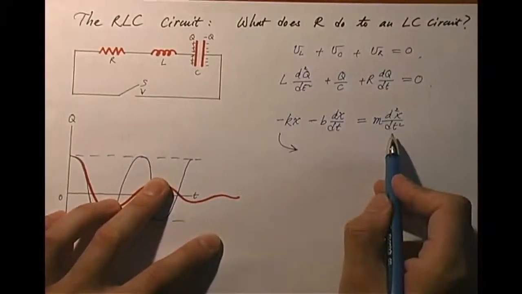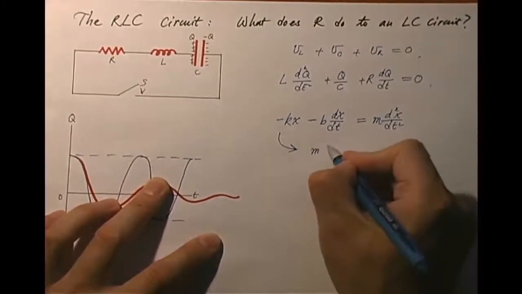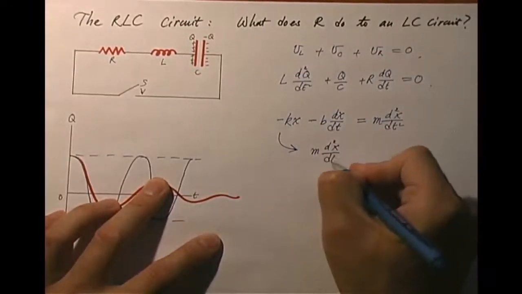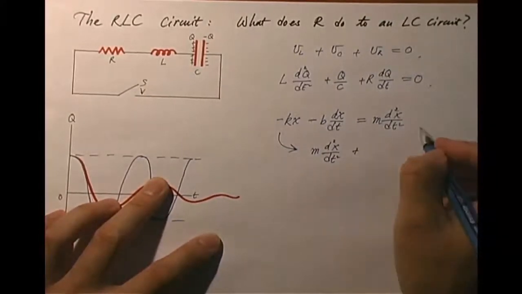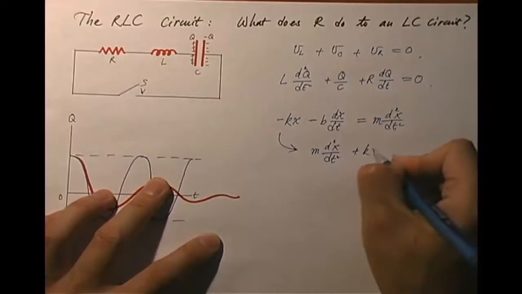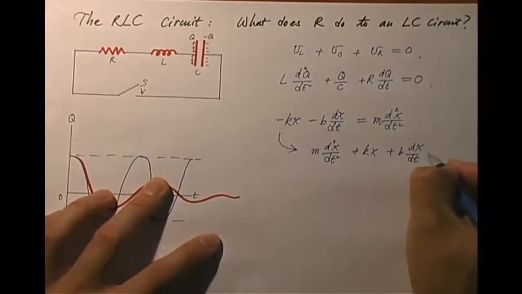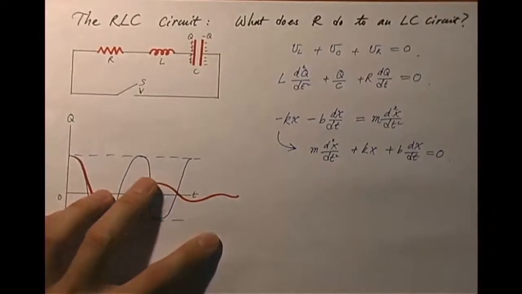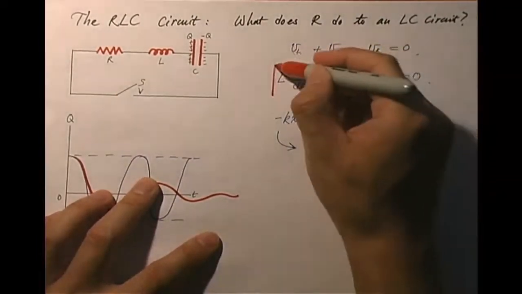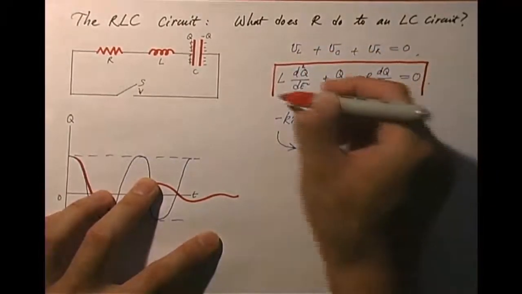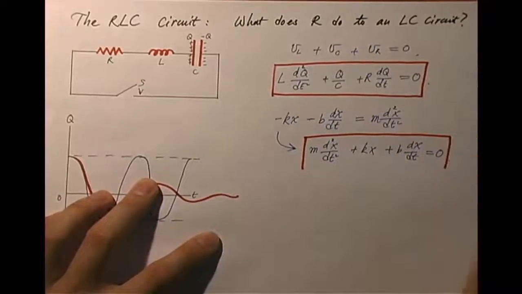Mass times acceleration, which I can always rewrite. Okay, this equation I can always rewrite. I can move both terms to the other side. I get m d squared x dt squared, plus kx, and then plus b dx dt equals 0. Right? So you have the electromagnetic equation here, and you have the mechanical equation here.